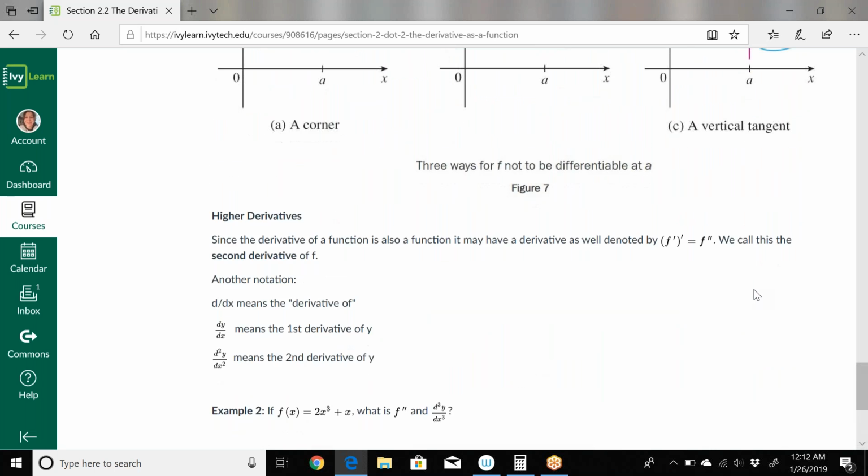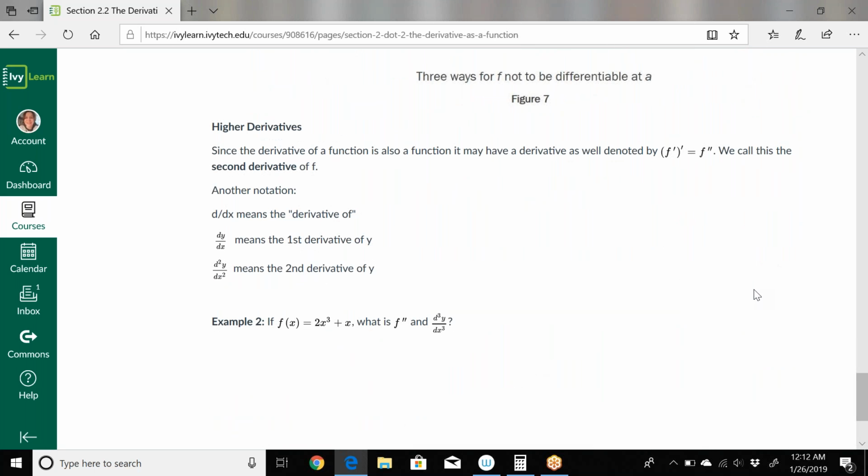And then higher derivatives. The thing about derivatives is that we don't want to just take one derivative. We're going to learn some applications of derivatives in the next couple units, and we want to realize that taking more than one derivative actually gives us information that is useful for curve sketching or for talking about velocity and acceleration. So these are what we call higher order derivatives.